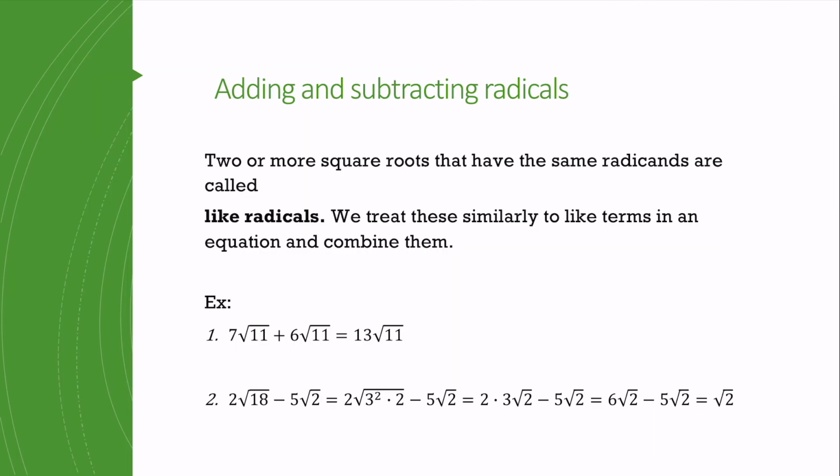When I have two or more square roots that have the same radicands, meaning what's under the radical, we call them like radicals. We treat these similarly to like terms in an equation, kind of like a variable, and we can combine them. For example, if I had 7 root 11 plus 6 root 11, that would give me 7 plus 6 root 11, so I'd have 13 root 11s. Very similar to working with a variable.